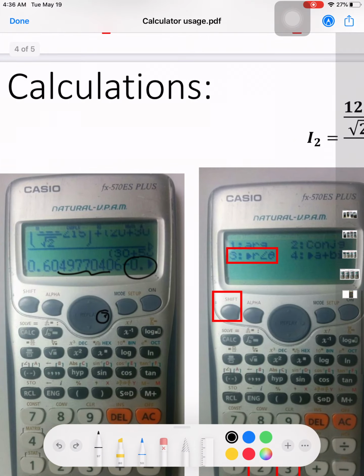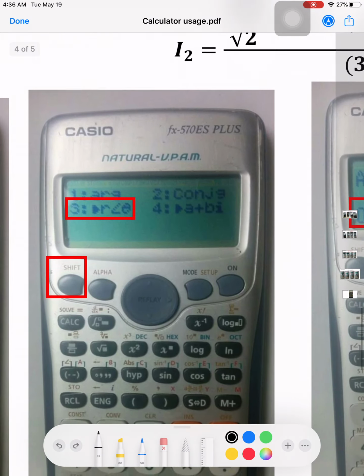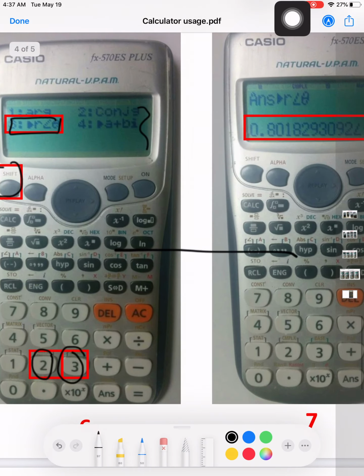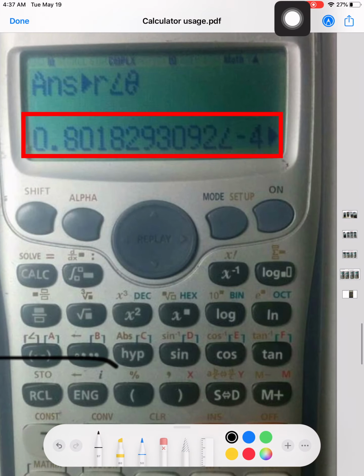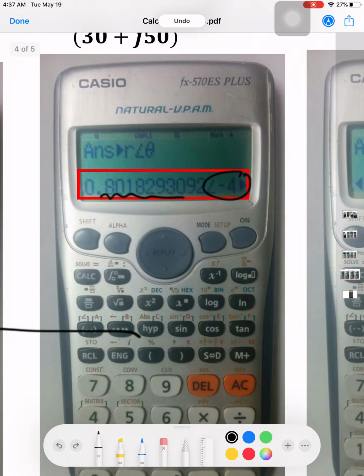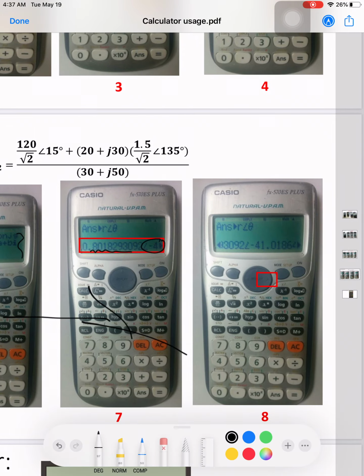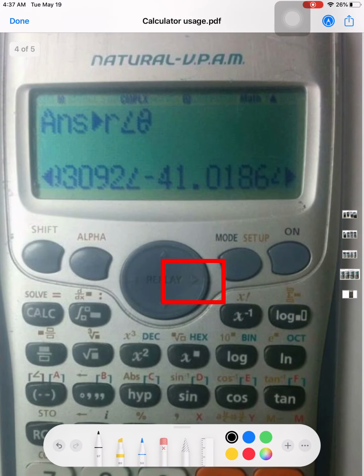Here, as we said, the answer will be rectangular. To get the answer as polar here, you press shift, then you press 2, which will give you these options. Then you select r and theta, which is option 3, and you press equal. If you do this, it will give you the answer as magnitude and angle. To see the angle here, just press this arrow here. Okay, so if you press the arrow here, it can show you the angle.